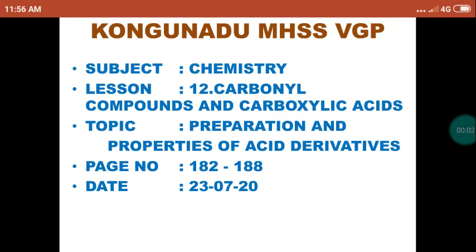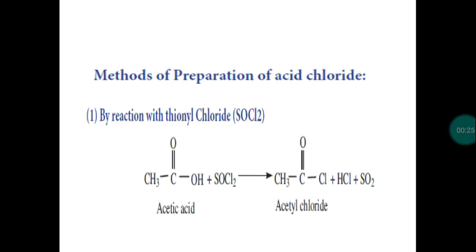Dear students, today we are going to discuss the preparation and properties of derivatives of carboxylic acids. We have already completed the IUPAC nomenclature of these derivatives, so today we start the preparation, physical and chemical properties of these derivatives. From carboxylic acids, we have derived certain compounds, for example, acid halide, acid anhydride, amides, esters.